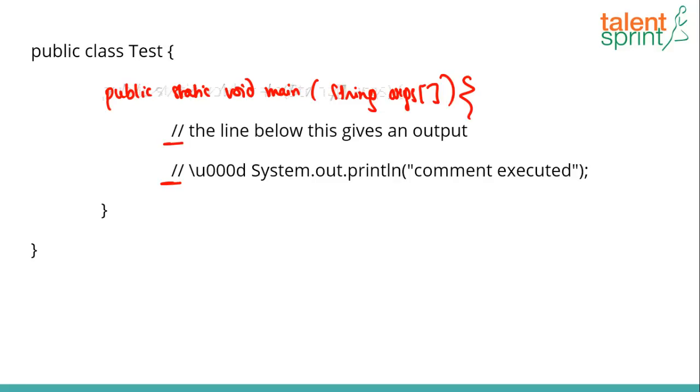Fahim, you're right that /u000d has some value, but what is that value? Prateek says program will execute but no output will appear on the console.